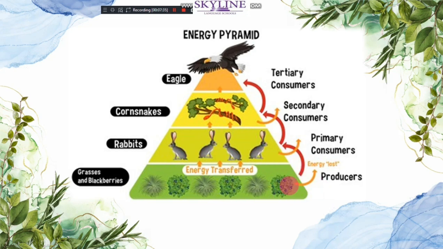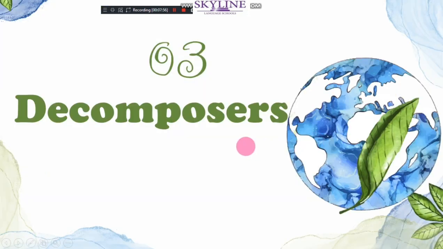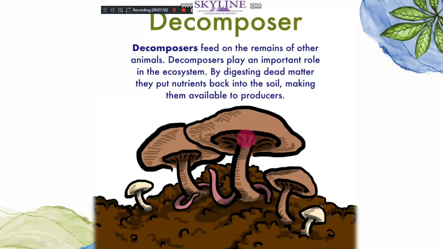Only feed on plants. When I ask you, snake, primary? No, snake is not a primary consumer. When I ask you, eagle, primary? No, eagle is not a primary consumer. Okay? We have three types of consumers: primary, secondary, and tertiary. Okay? What about decomposers? Decomposers feed on remains of dead animals or dead plants.